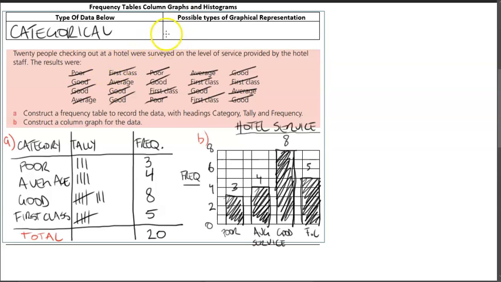The first one is a frequency table, so FREQ for short. And then we also have our column graph. A column graph can sometimes also be referred to as a bar chart because they look like bars that go up. But the term histogram doesn't apply to this, and the clue is that it is to do with categorical data. You don't use histograms for categories.